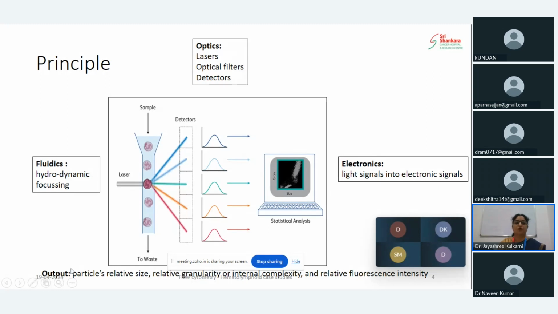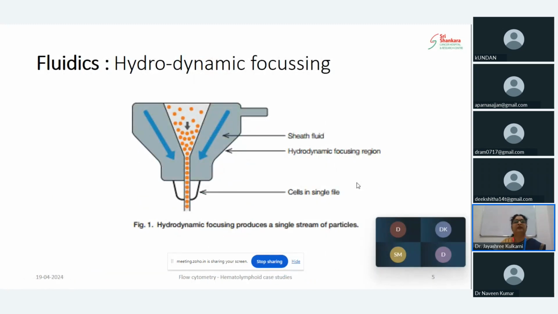So the overall output is the particle's relative size, relative granularity or internal complexity of the cells. And what is most important here is the fluorescence intensity, because that is the property which we are going to use in flow cytometry. Now coming to fluidics.